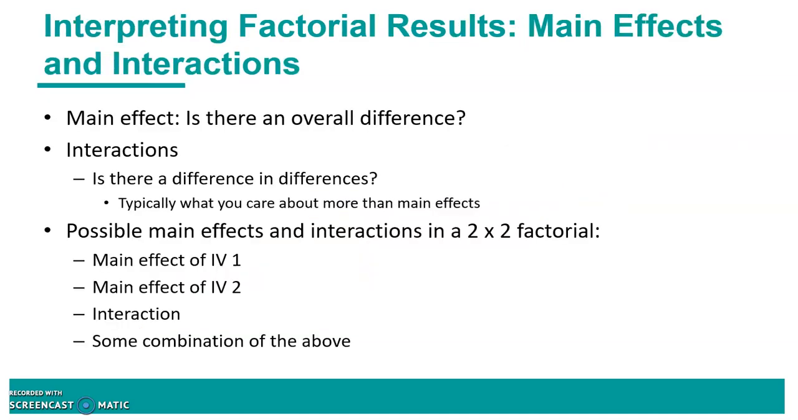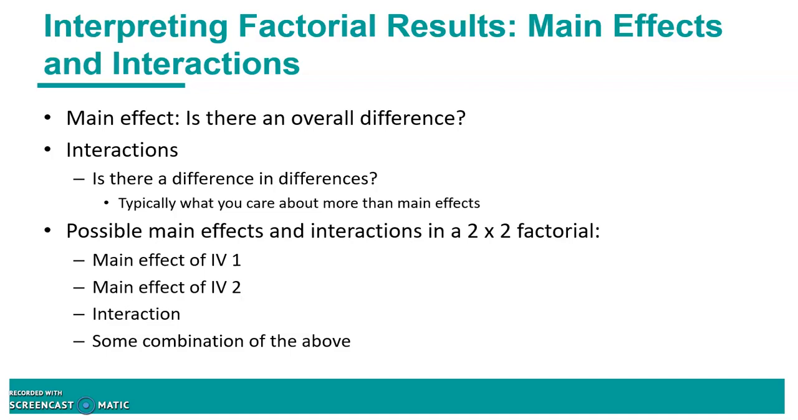The other term that we need to talk about in these kind of designs is a main effect. That's describing an overall difference, whereas, as I mentioned, interactions describe a difference in differences. Typically an interaction is what you really care about as the researcher. There are the possibilities that you could have in a 2x2 factorial, where you have two independent variables, each with two levels.